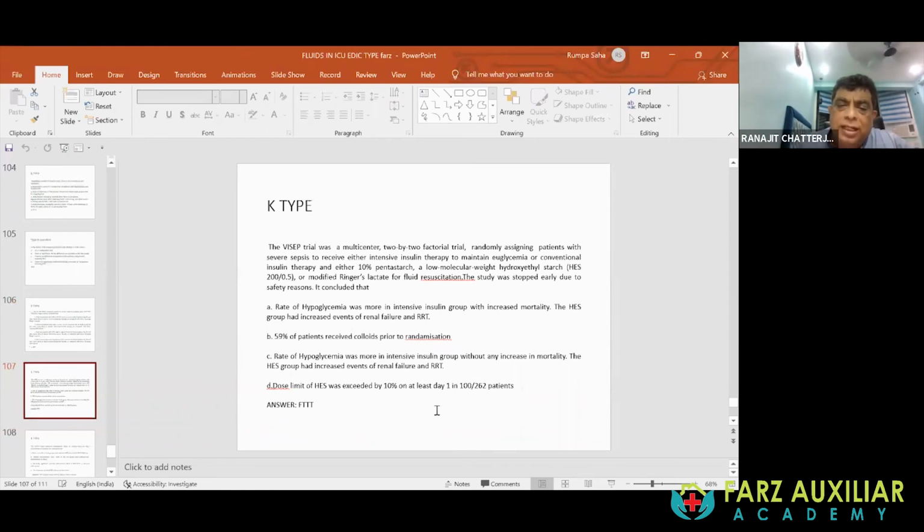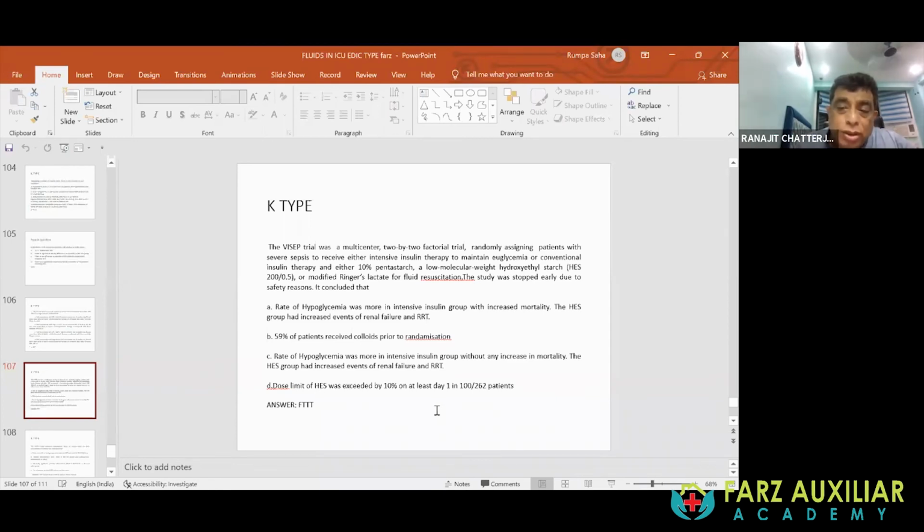Similarly, the VISEP trial, this is an important trial. See, it is a multi-center 2x2 factorial trial, randomly assigning patients with severe sepsis to receive either intensive insulin therapy or, on the other hand, 10% pentastarch with Ringer's lactate. What we have found is that the rate of hypoglycemia was more in the intensive insulin group and increased mortality.